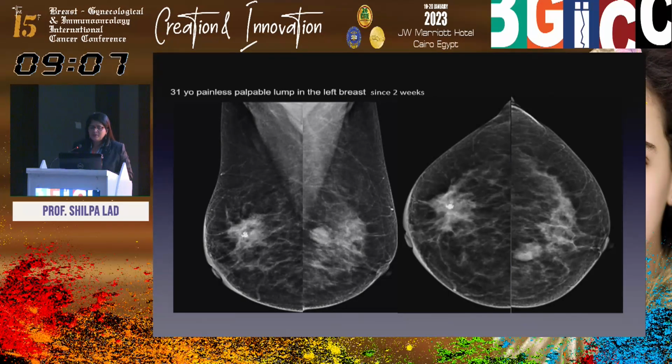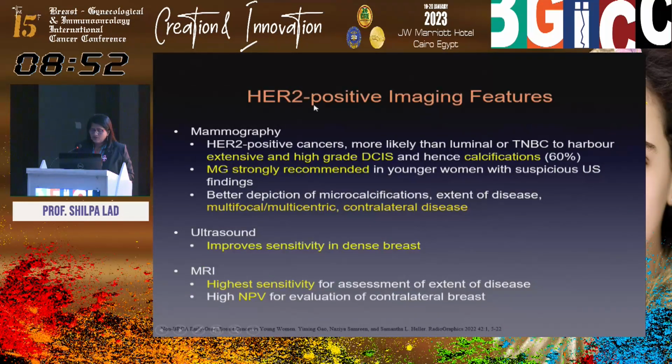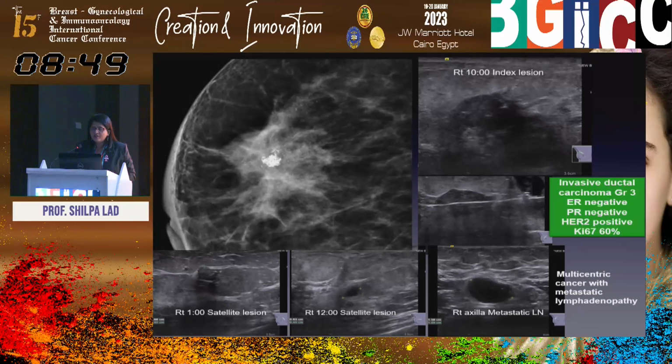Here's a 31-year-old. Again, new onset palpable lump in the left breast since 2 weeks. What do we see? We see a spiculated mass in the upper outer quadrant of the right breast with these pleomorphic microcalcifications. Does everybody notice all these pleomorphic microcalcifications? On ultrasound, it corresponds to this irregular hypoechoic solid mass at 10 o'clock. But in addition to that, there are multiple satellite lesions, 1 o'clock, 12 o'clock, and enlarged, metastatic-appearing lymph nodes. So we are concerned that we're dealing with a multicentric cancer with metastatic lymphadenopathy. In this case also, it was ER/PR negative and HER2 positive.